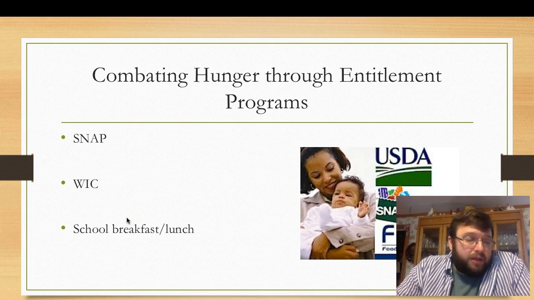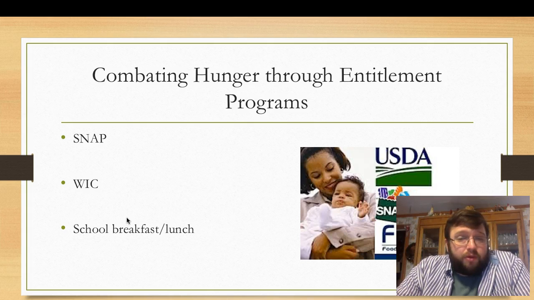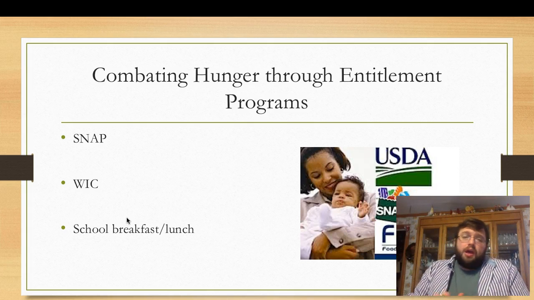So there are a couple of ways that we're going to briefly touch upon here to combat hunger and combat food insecurity. Now, the first is through entitlement programs in the US. There are several entitlement programs available to help people not be hungry. I'm phrasing it that way because of some words I'm going to use later.